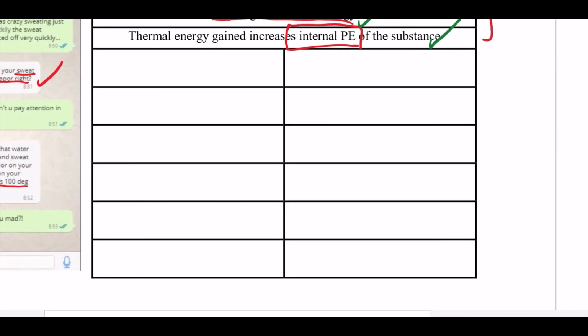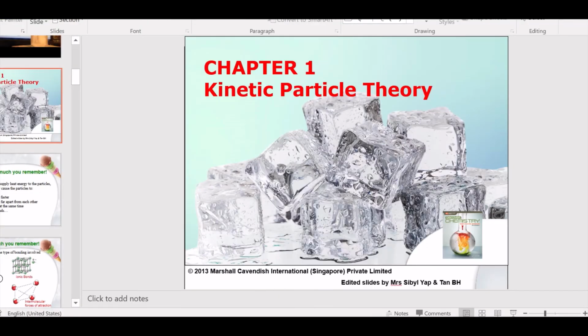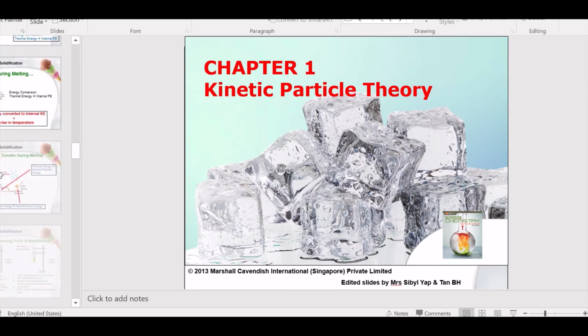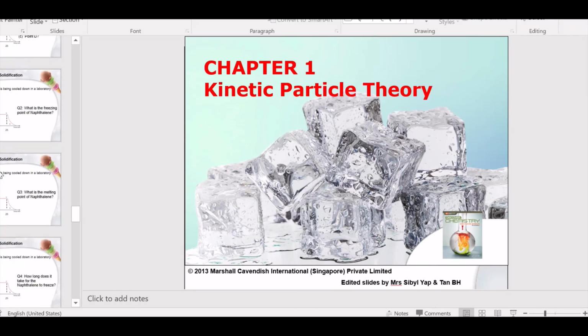So what are the differences here? There are 1, 2, 3, 4, 5, 6. Let me switch over to PowerPoint slides. By the way, if you recall chemistry, you may have learned this as kinetic particle theory, under the topic of kinetic particle theory. So let me switch over to the slides here.